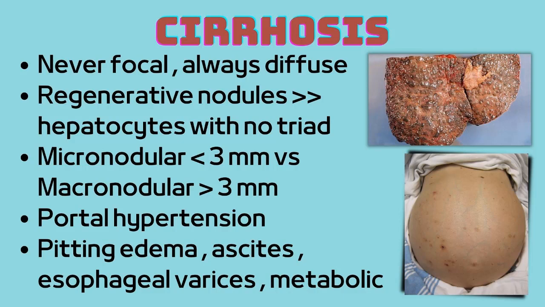You don't honestly think that you're regenerating the basement membrane, the blood vessels and all that. All you're regenerating is the liver cells. So no, it is not normal liver. It's just one big pile of hepatocytes with no sinusoids in between, no triads, no central vein, no nothing. It's just wall-to-wall hepatocytes that are absolutely worthless.